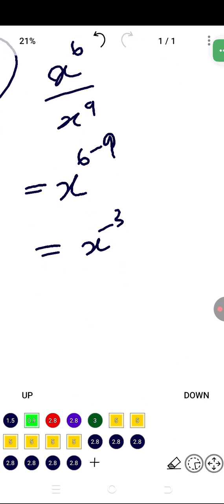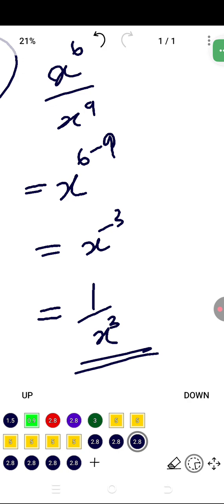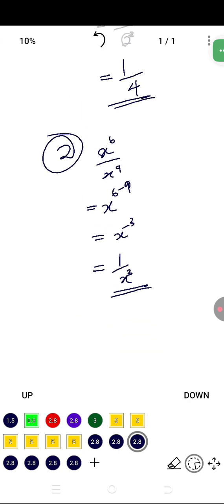x raised to power minus 3. So taking the reciprocal of x, that will be 1 over x, then raised to power 3, 1 over x raised to power 3. And that is all we have to do on the negative index law.